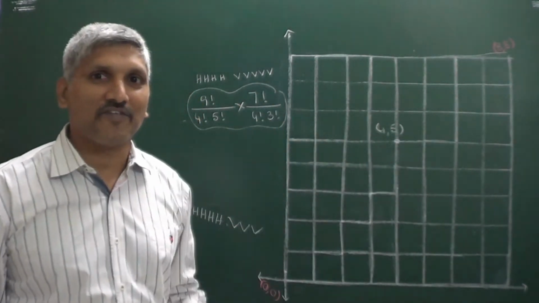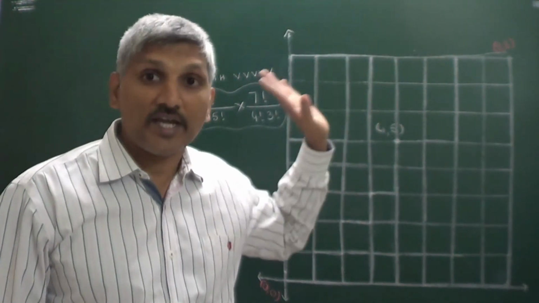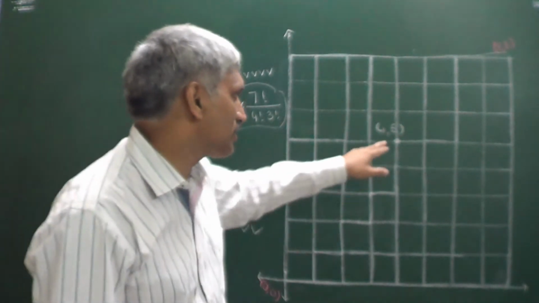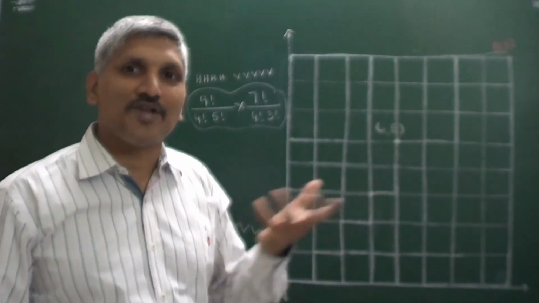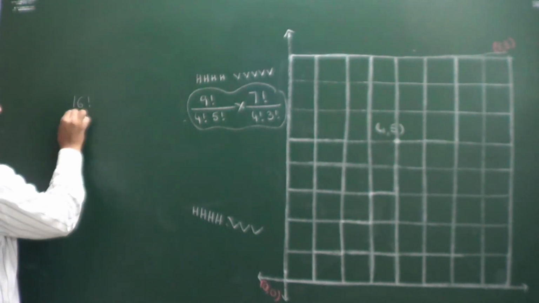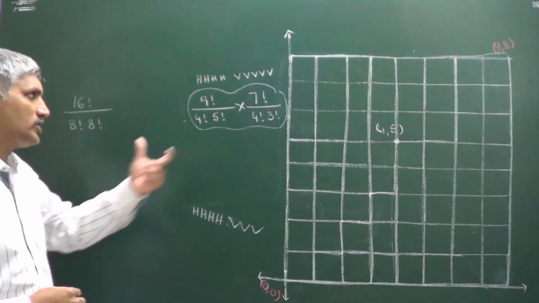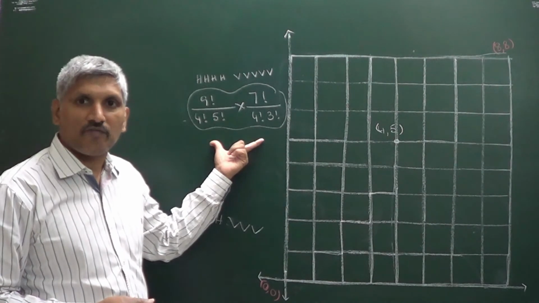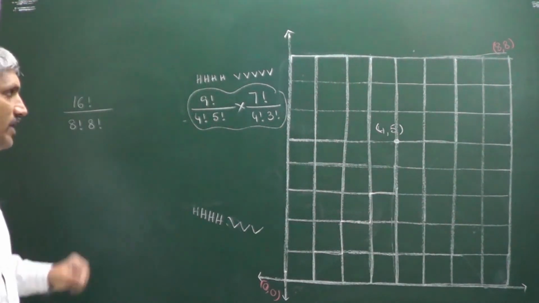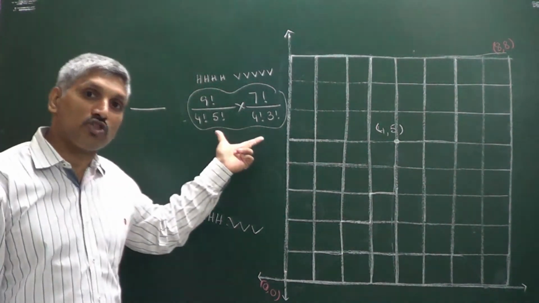So then how many different ways? That means he has to travel from 0, 0 to 8, 8 without crossing the point 4, 5. So how many different ways can he travel? In total, we can travel these many ways: 16 factorial divided by 8 factorial into 8 factorial. These are the ways through 4, 5. In all these ways he will definitely touch the point 4, 5. That's why subtract: total number of possibilities minus the ways through 4, 5.